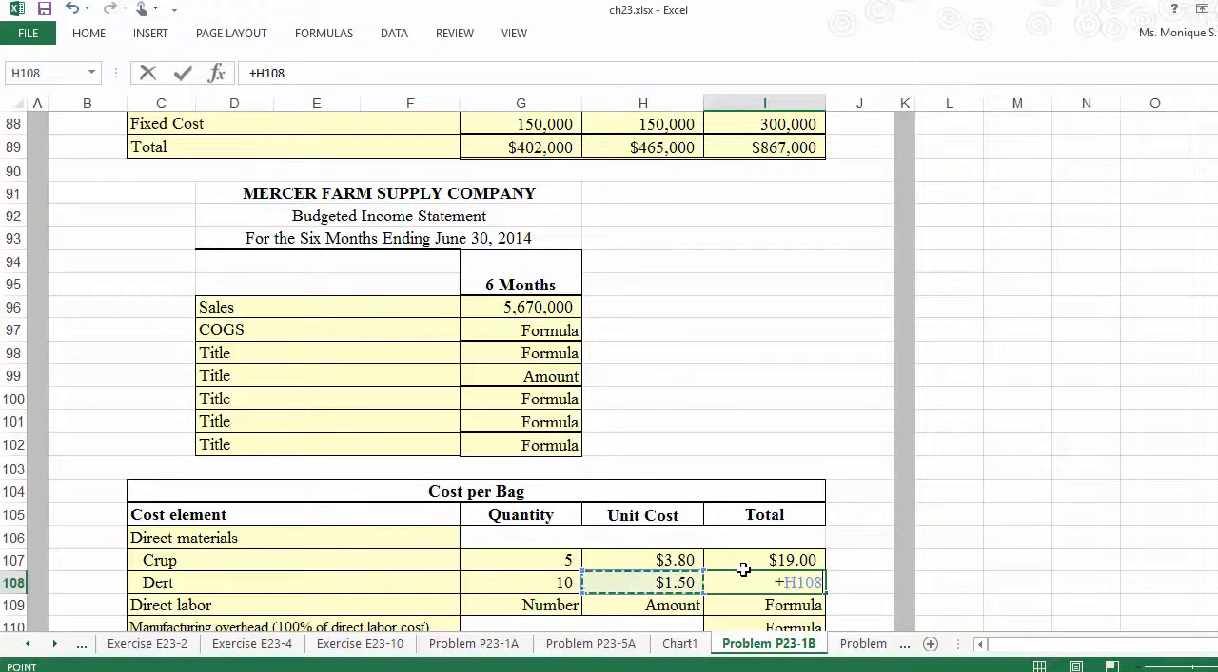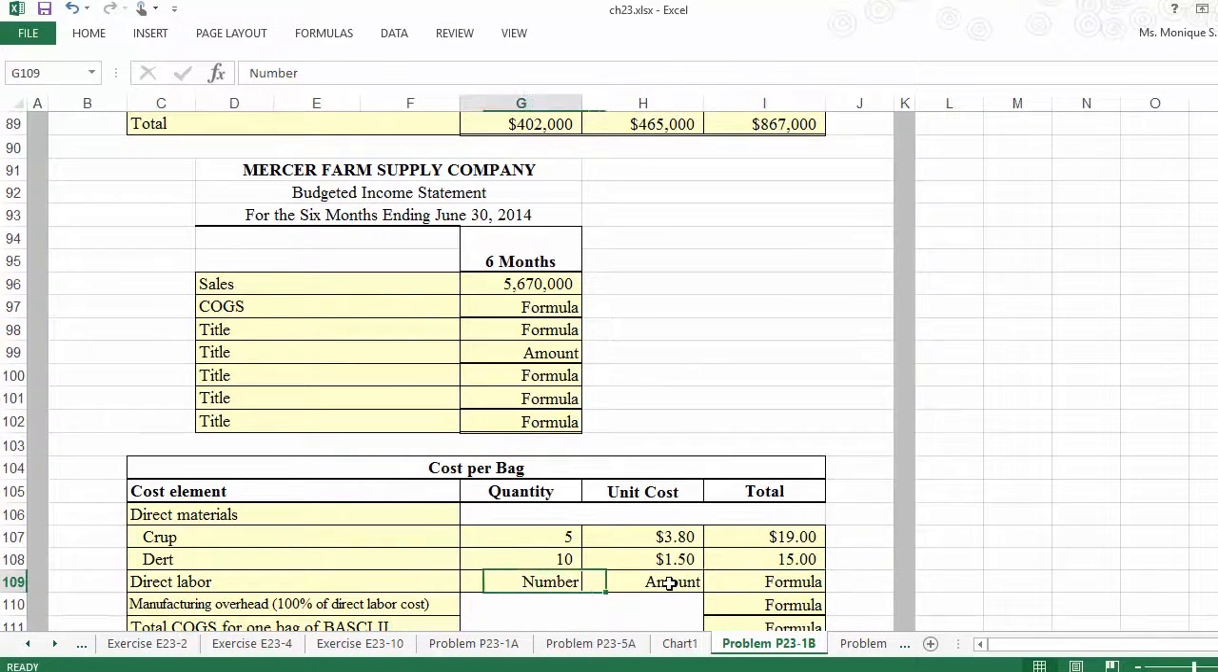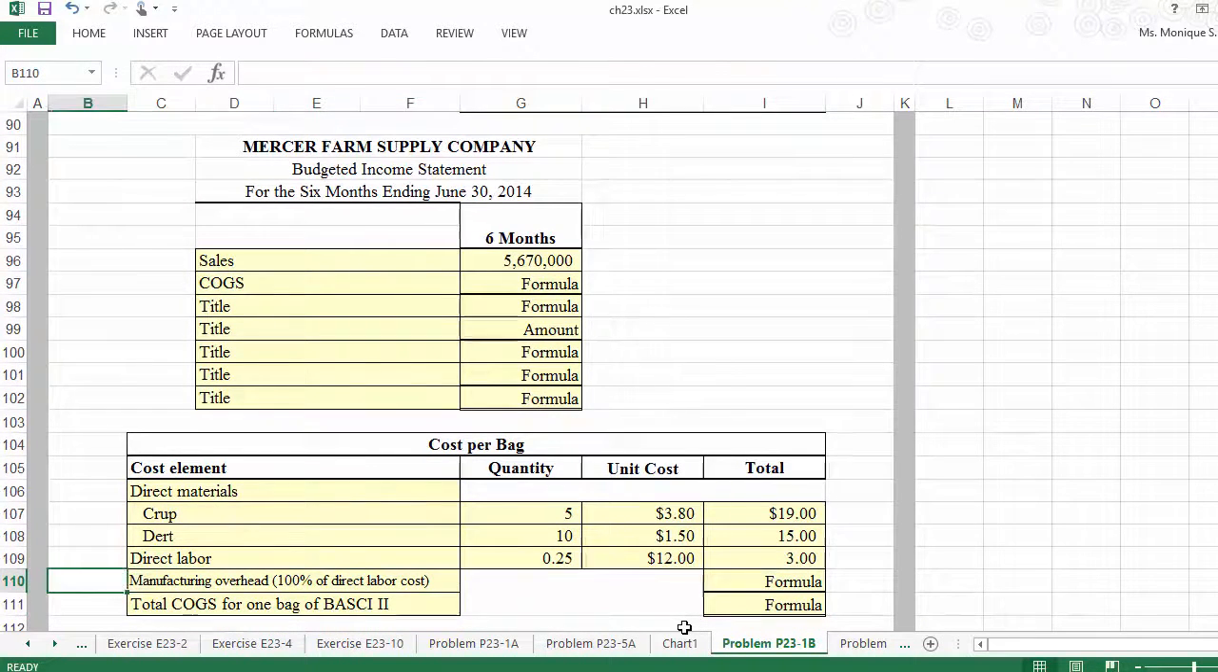So $19 for the crop, $15 for the dirt. Direct labor, if we recall, I'm just going to go ahead and punch it in, $4.25, because I remember that. And then the unit cost was $12 per hour. So you multiply that out, 12 times a quarter of an hour ends up being $3 for direct labor. And then it says manufacturing overhead cost is 100% of direct labor cost. So 100% is 1 times whatever we have for the direct labor. So it's actually the same.